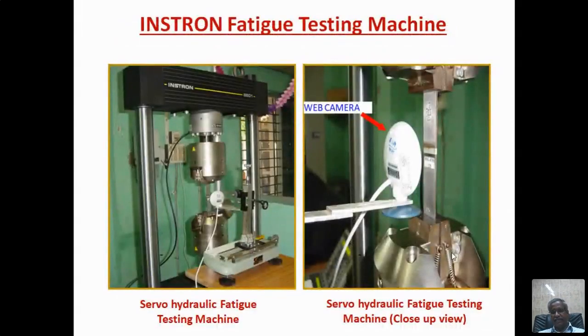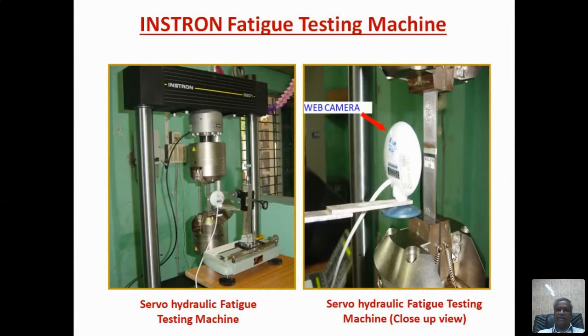So if you want to construct these fatigue crack growth curves, then you need a facility like this, a fatigue testing machine. We have this servo hydraulic fatigue testing machine. Two pictures are there: the specimen is held here, and this is the specimen on the right side. The crack is already introduced. Mechanically, we are introducing a very, very small crack.